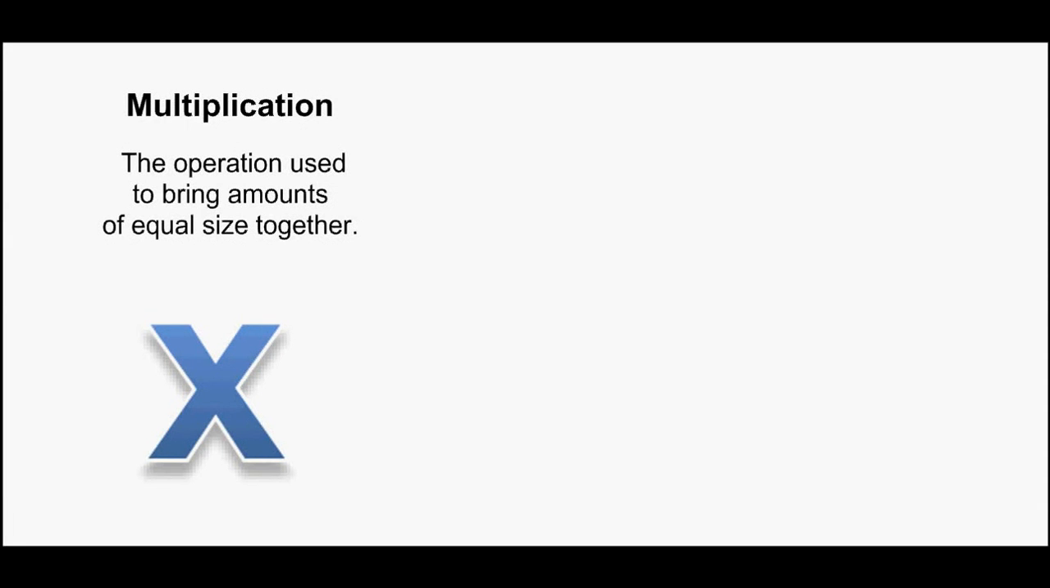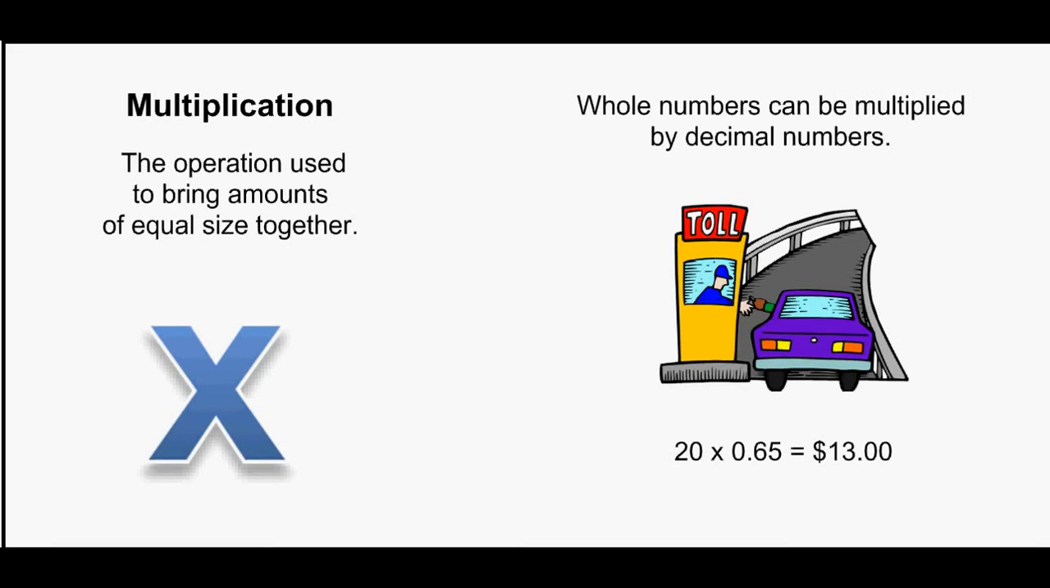In our next lesson, we are going to multiply decimal numbers. You multiply by decimals in your daily life. For example, if you are collecting tolls and 20 cars went through the toll booth, each paying 65 cents, you would have collected a total of $13.